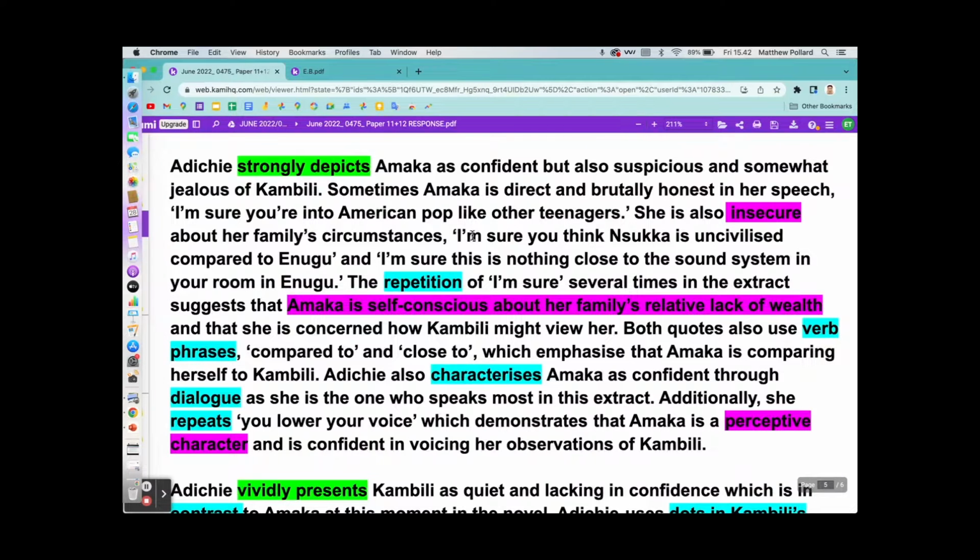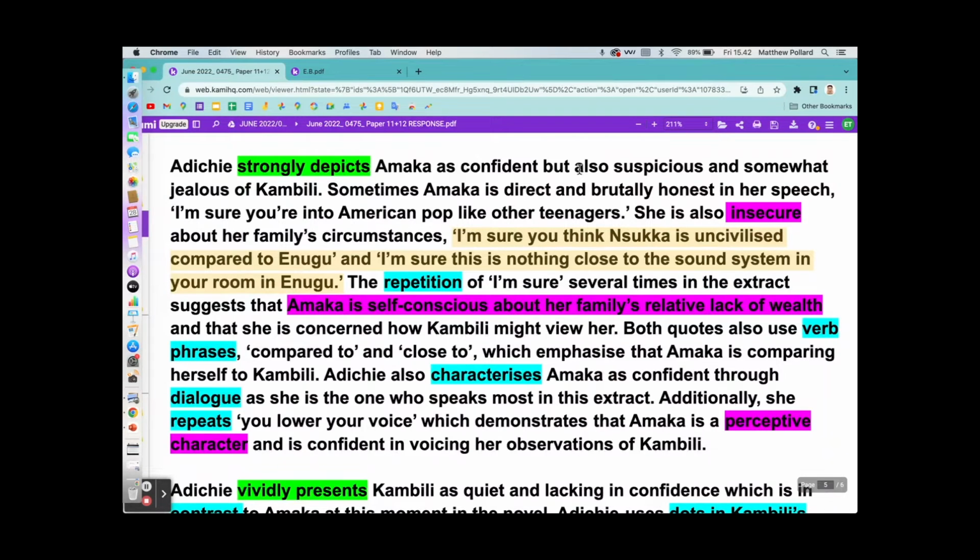Okay, some things to have a think about here in terms of techniques that you might take and use in your own essays, whether that's on Purple Hibiscus or whatever text you are studying. You can see here and here are two quotes that I've used to make a particular point. I've said the repetition of "I'm sure." I'm going back into the quotes and noticing a feature, a technique, in this case repetition, and explaining what might be the effects of that, why Adichie might be using that technique.